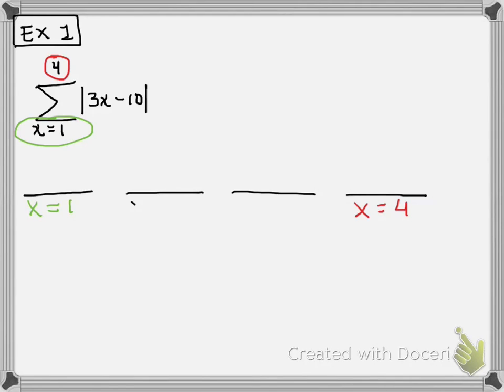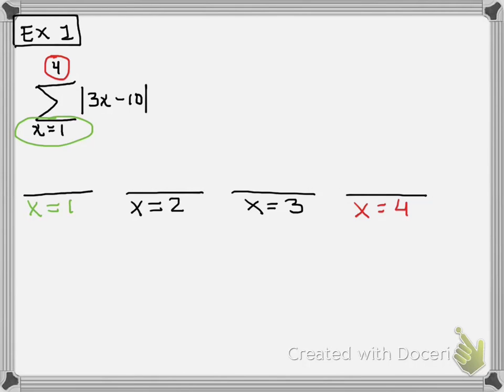So x equals 1. After that comes x equals 2, and then we have x equals 3, and finally x equals 4. And again, there'll always be the amount of lines that you need to plug in your given bounds and numbers in between those bounds into your rule.